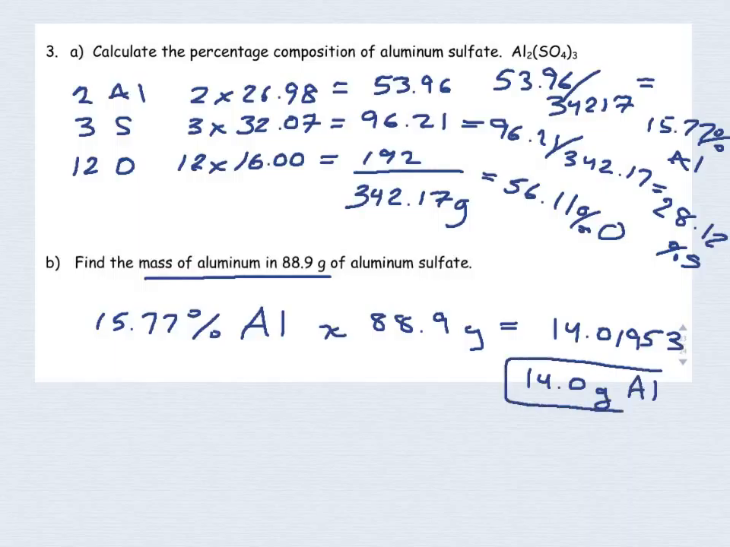So backtrack. If you had a sample that contained 88.9 grams of aluminum sulfate, and you wanted to know what mass of the 88.9 grams came specifically from aluminum atoms, you could find the percent of aluminum first, like we did in part A, and then take that percentage and multiply it by the actual amount to get the specific component from just the aluminum by itself.